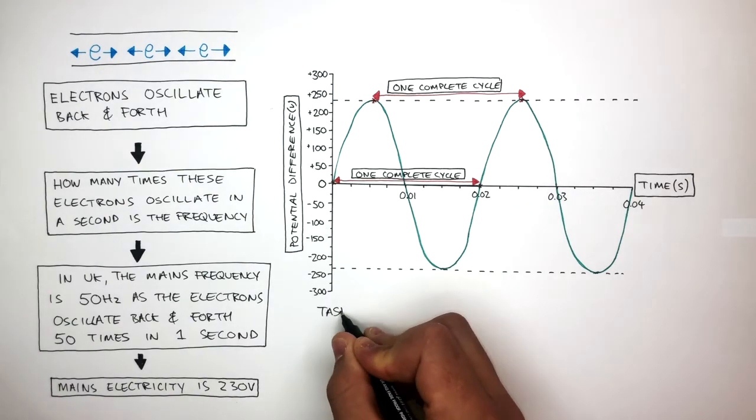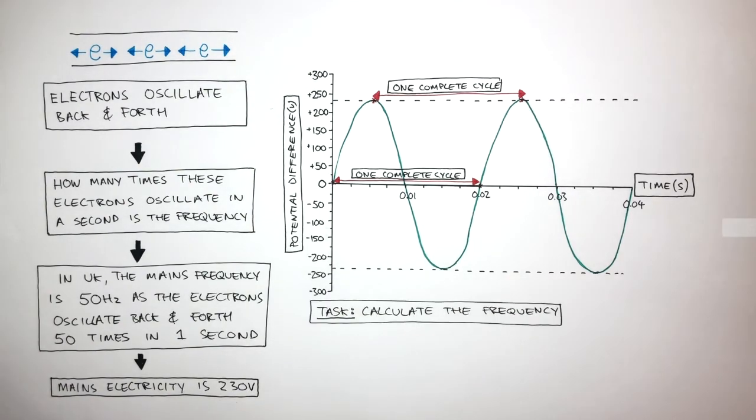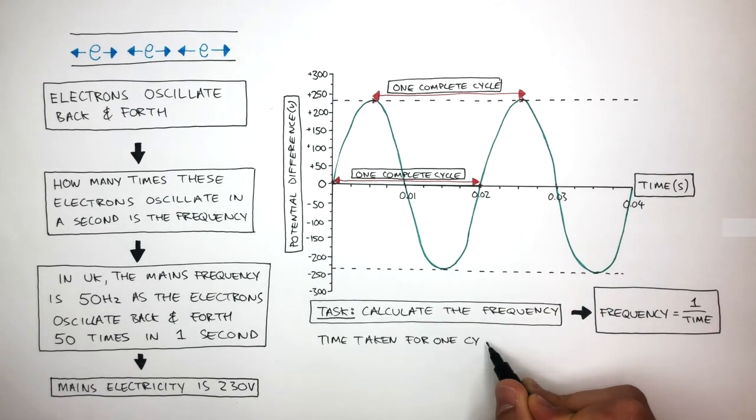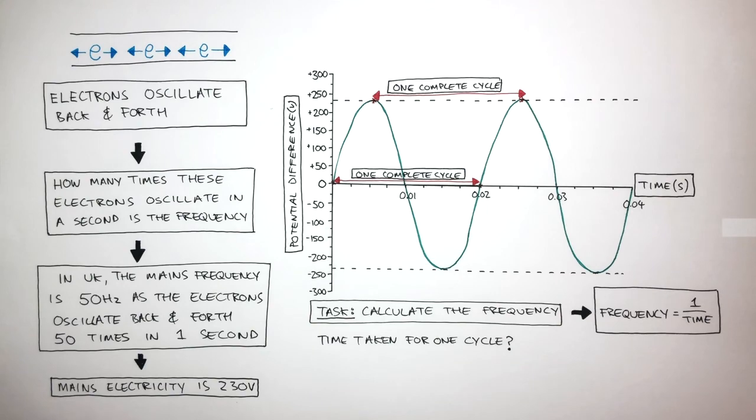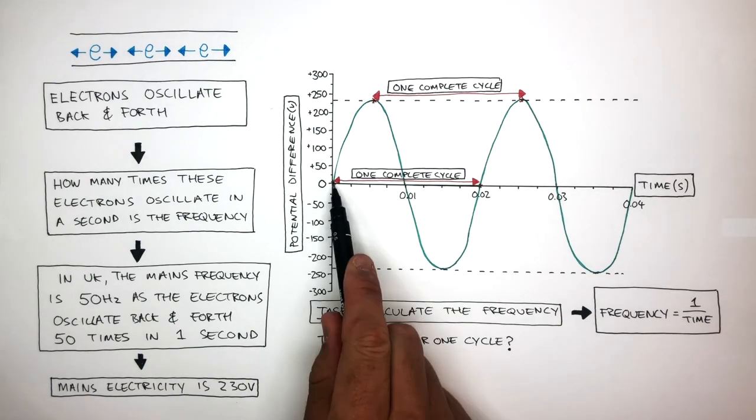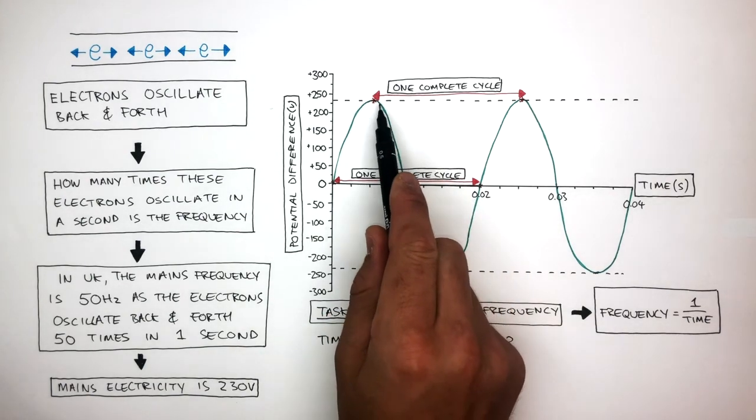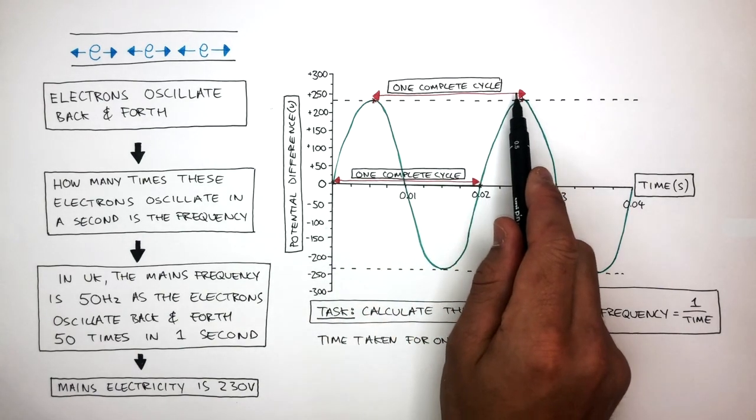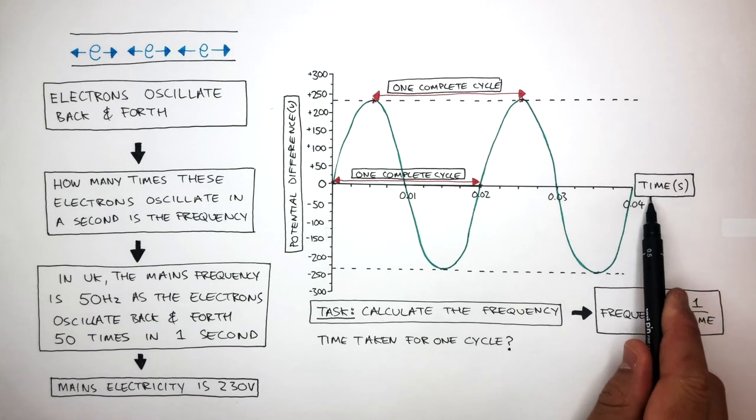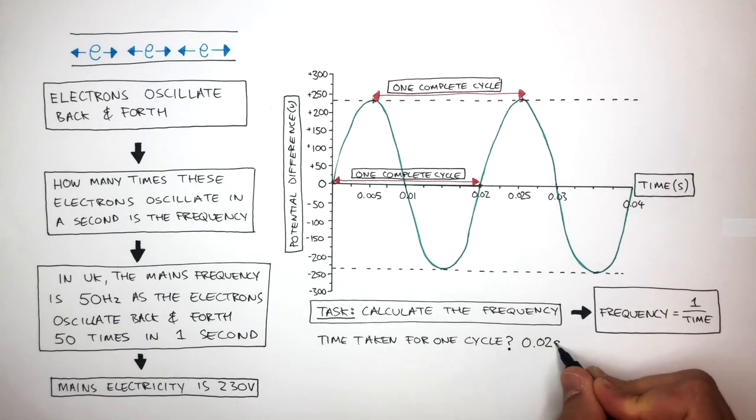So now your task is to calculate the frequency using this graph. The equation to calculate frequency is frequency equals 1 divided by time. So to calculate the frequency, we need to know the time taken for one cycle. The graph shows how one complete cycle is from here to here, or you can also do it from here to here. And either way, the time for one cycle is 0.02 seconds.